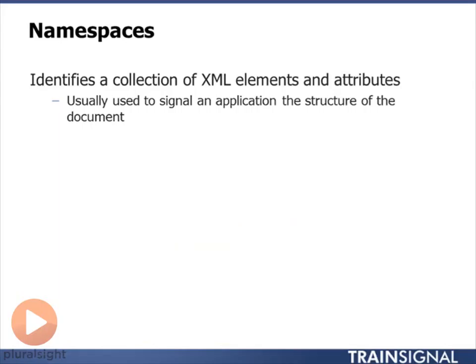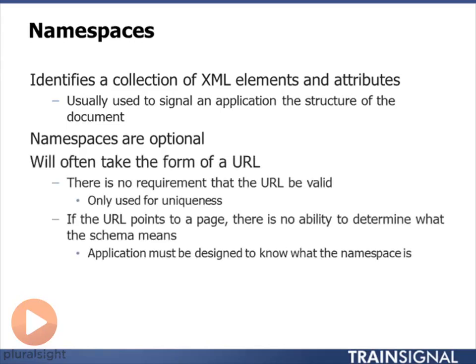The last surrounding technology that we want to take a peek at is what's known as a namespace. A namespace identifies a collection of XML elements and attributes. Basically, it's there to signal to the application that's going to be using this XML document what tags to expect. Now, namespaces are optional. You'll notice we created a document a second ago and we didn't put in any namespaces. And you'll notice that a namespace is going to be identified typically by a URL string.